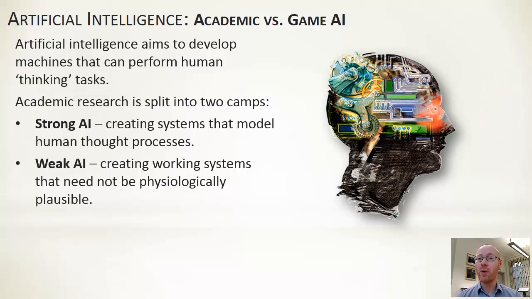In contrast, weak AI is all about how do you create an AI that does something useful that we would look at and go, yep, that's intelligent, it's good behavior, but it doesn't matter behind the scenes how you do it. If it's not plausible, if it's not how we think, that's somewhat irrelevant. It's more about the results that are generated.